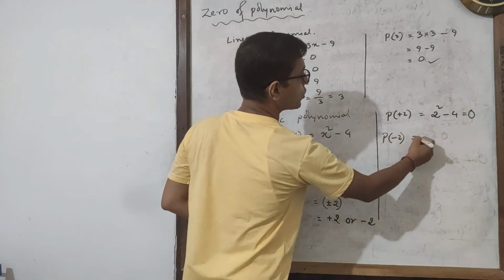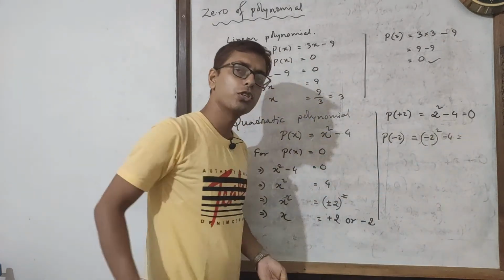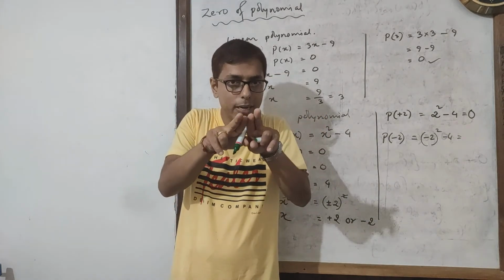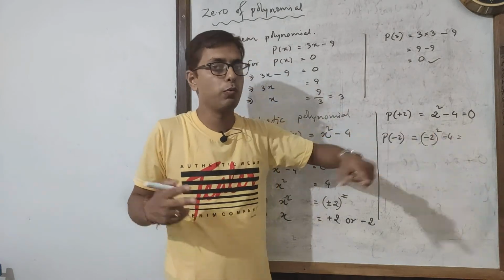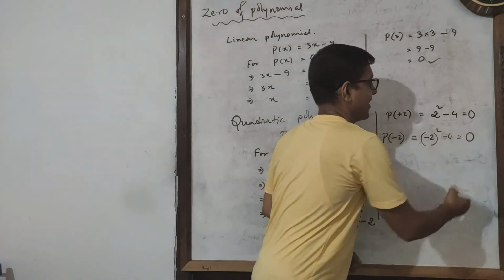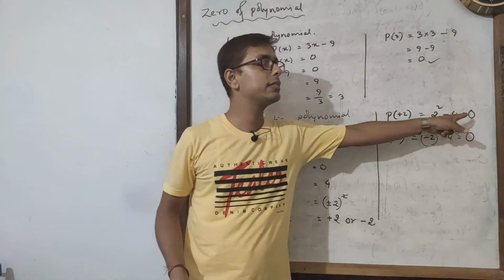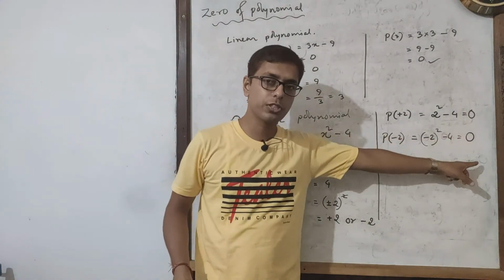For x equals minus 2, we get minus 2 square minus 4. What is minus 2 square? Minus 2 into minus 2 will ultimately become plus 4, isn't it? So plus 4 minus 4 will again be 0. For x equals positive 2, the polynomial's value is 0. For x equals minus 2 also, the polynomial's value is 0.